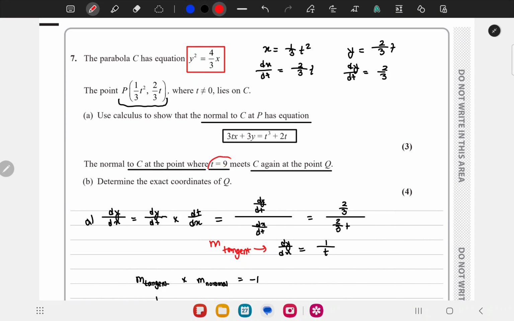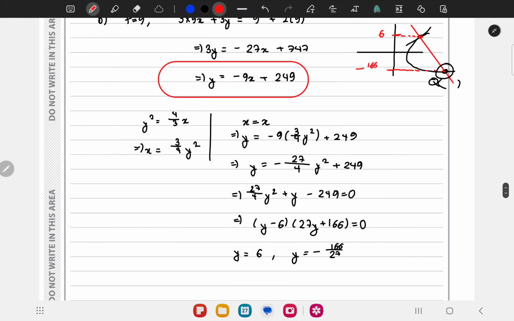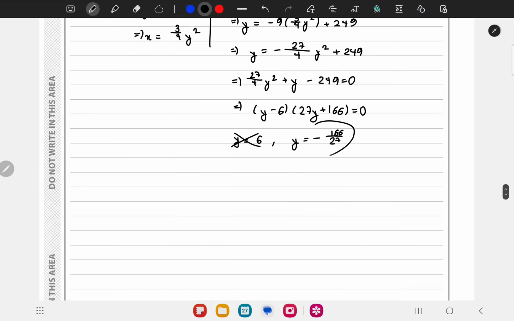Now the given value of t was 9. If we put the value of 9 here, I'll get 1 by 3 into 9 square, comma 2 by 3 times 9, which is 1 by 3 times 27, comma 6. So the value of y equals 6 is this point over here. This value is y equals 6. So for Q, the value of y would be minus 166 by 27. So we'll ignore this and work with this.